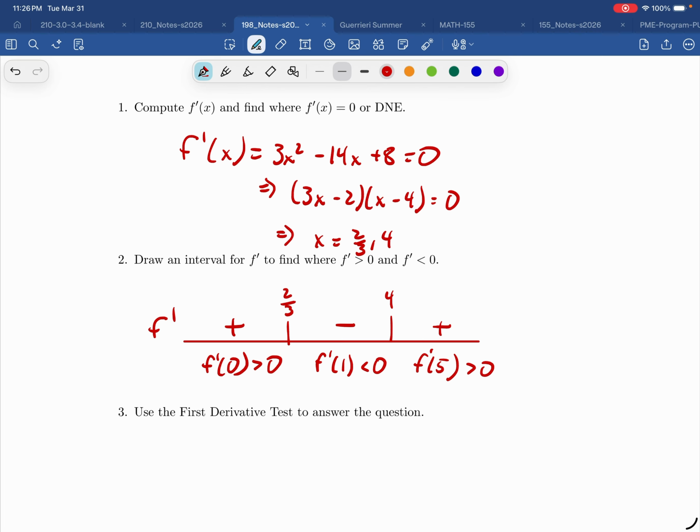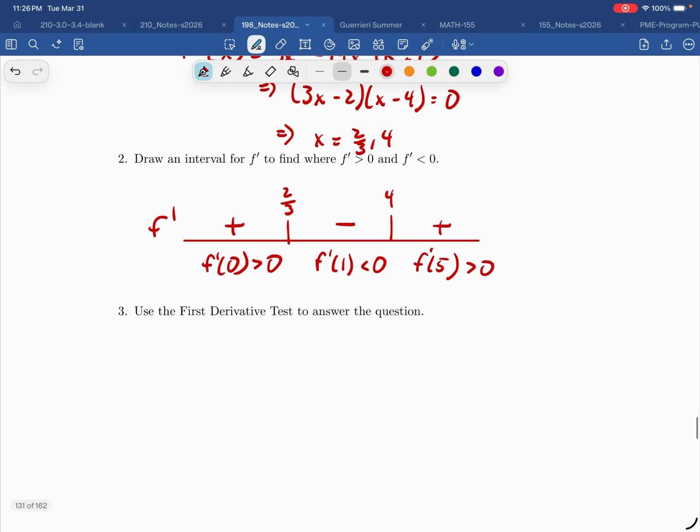So we have the intervals of increase and decrease, right? Wherever there's a plus, f is increasing. Wherever there's a minus, f is decreasing. Because plus means f prime is positive, so it means f is increasing. Wherever there's a minus, f prime is negative, which means f is decreasing. All right, so anyway, let's answer the question.